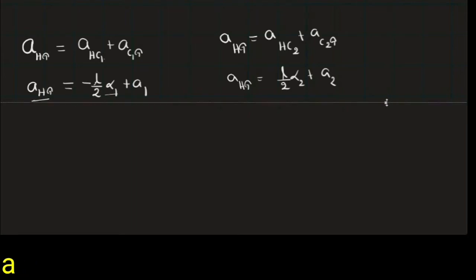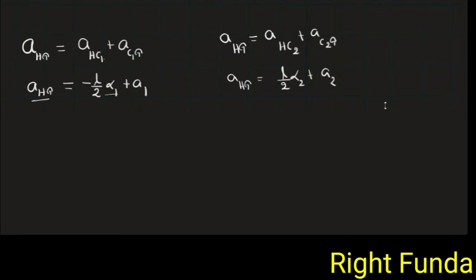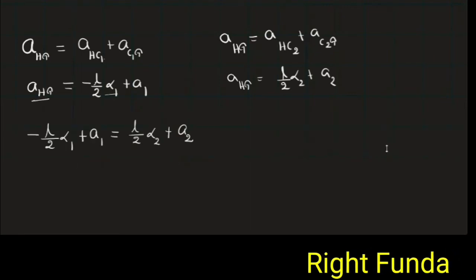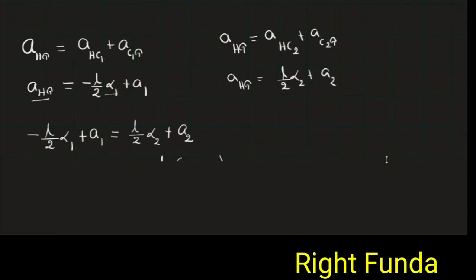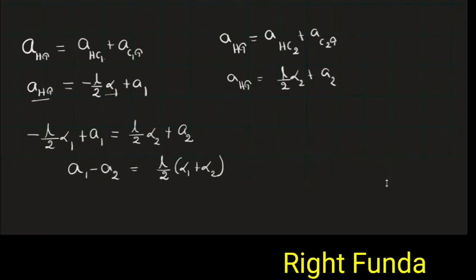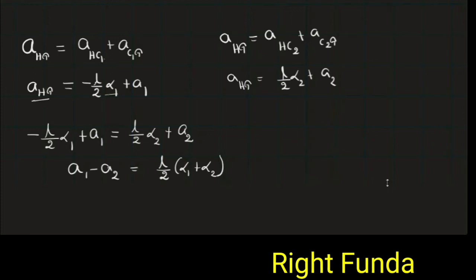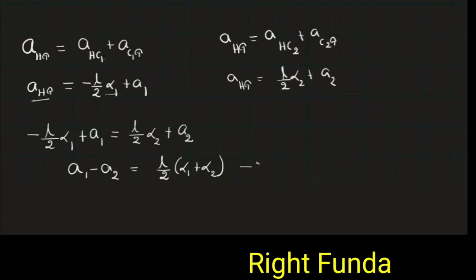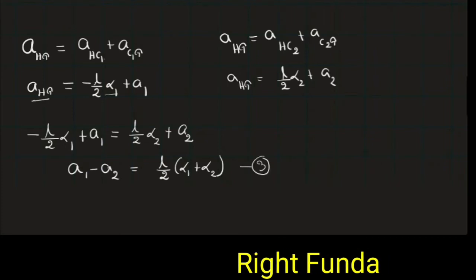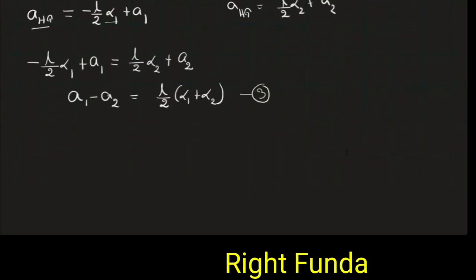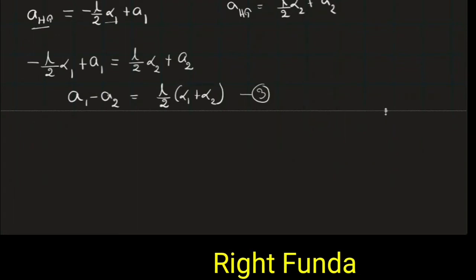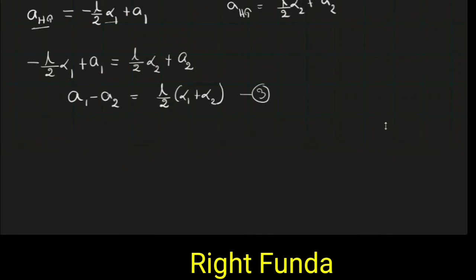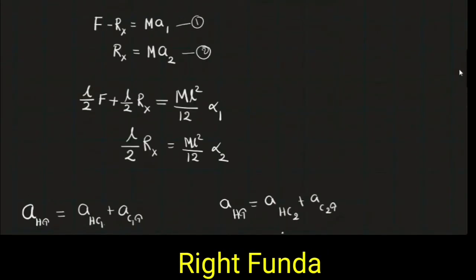So if I equate both, the hinge point acceleration calculated by both methods from rod 1 and rod 2, I can write it like this, and I can simplify A1 minus A2. If I take A2 to that side, I get this equation. Let's call this equation number 3. Now similarly, I can substitute the A1 value from these equations. What is the A1 value?